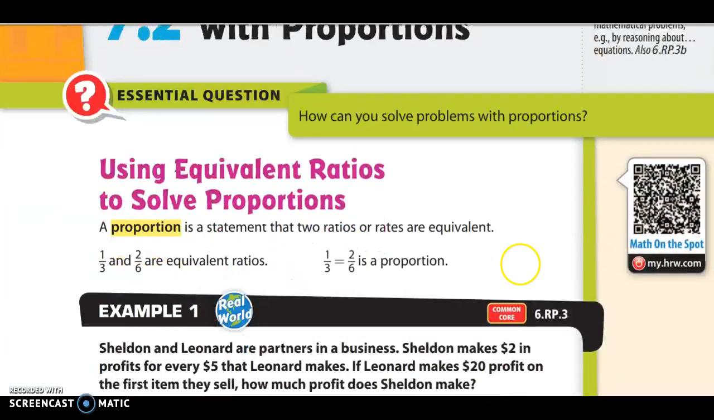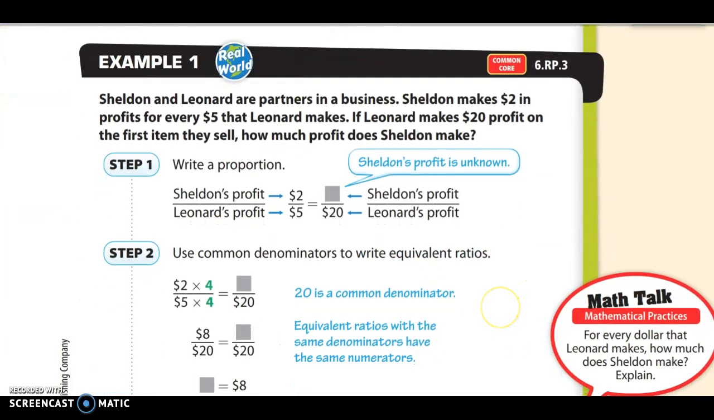Let's check out how it works in a word problem. We'll examine what they do here, and then I would show you what I would do if they didn't give us all the information. Sheldon and Leonard are partners in a business. Sheldon makes $2 in profits for every $5 that Leonard makes. If Leonard makes $20 profit on the first item they sell, how much profit does Sheldon make?